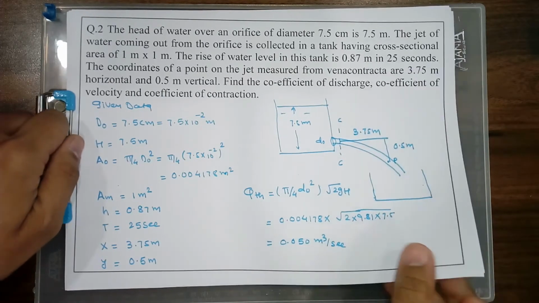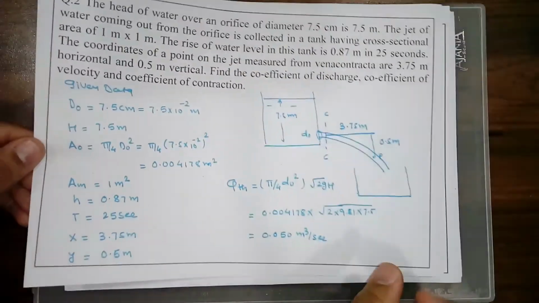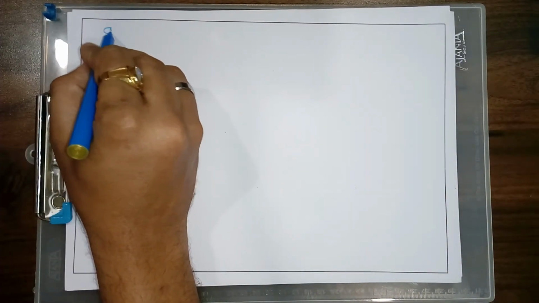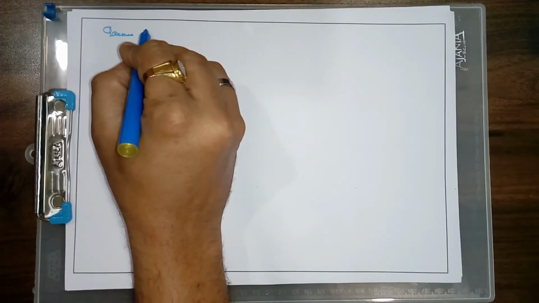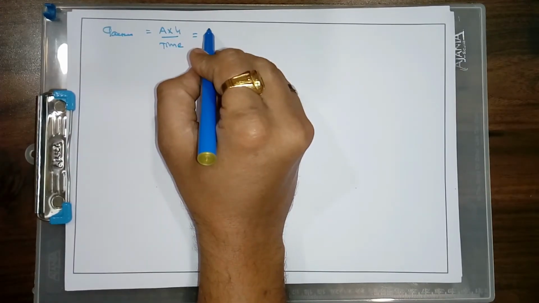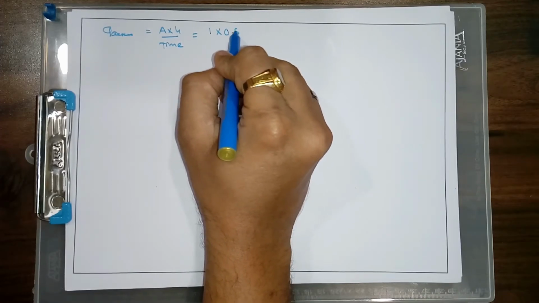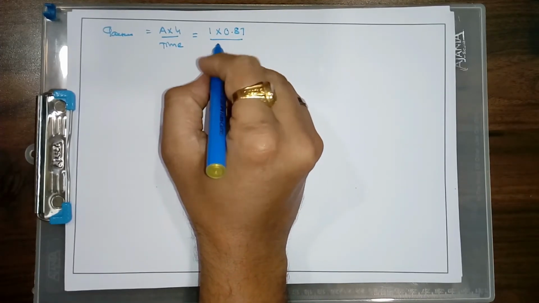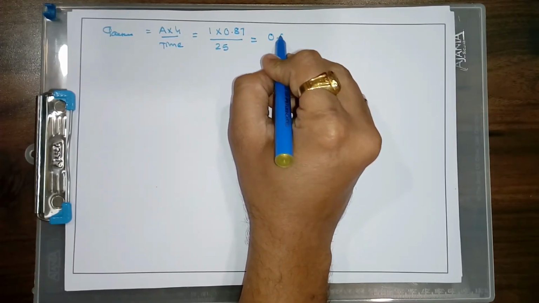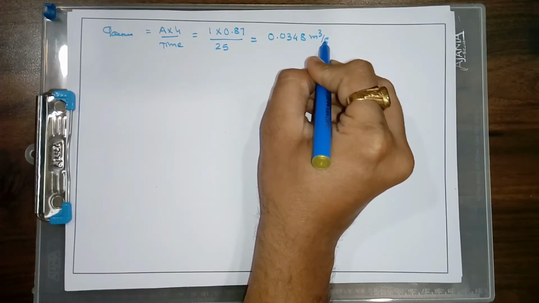Now students, we calculate the actual discharge using the dimensions and height rise in the measuring tank. So Q actual equals area into height divided by time. The area of the measuring tank is 1 meter square, the height rise is 0.87 meter, and the time required to rise this height is 25 seconds. So we get 0.0348 meter cube per second.